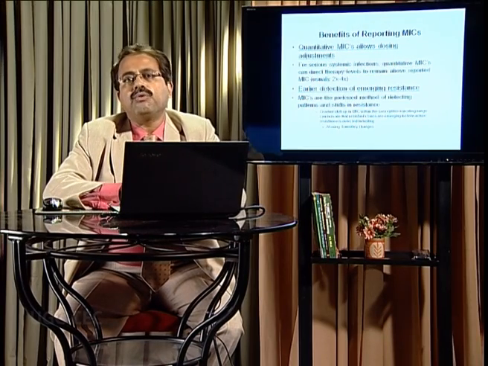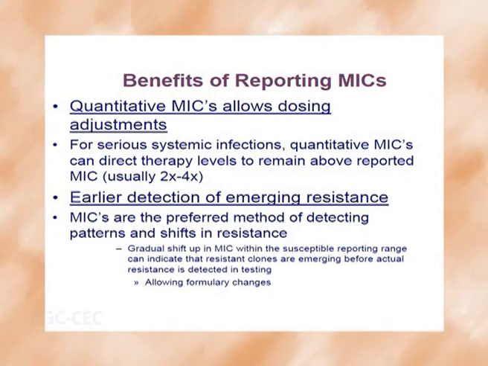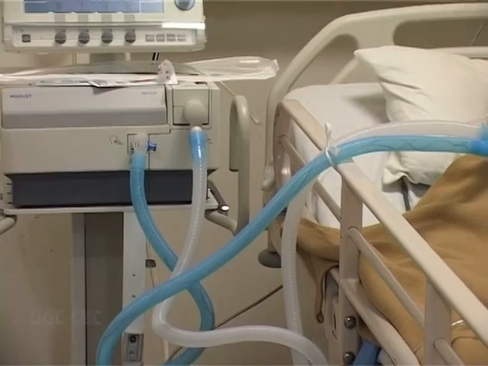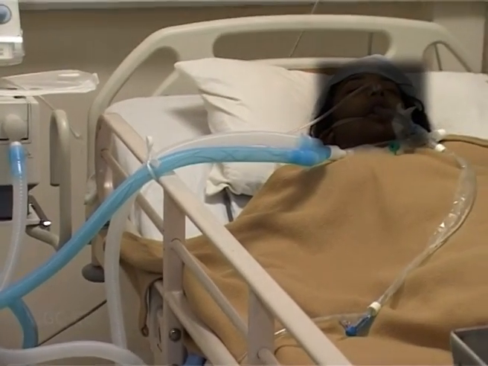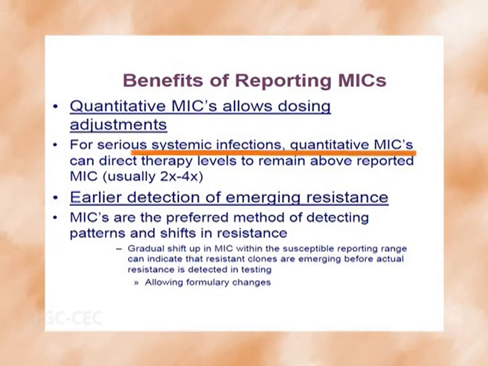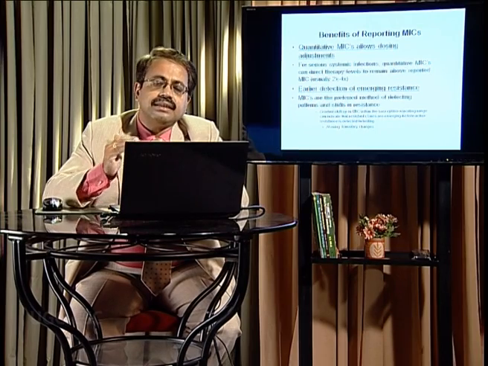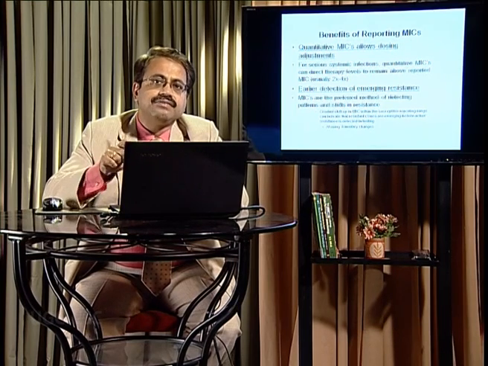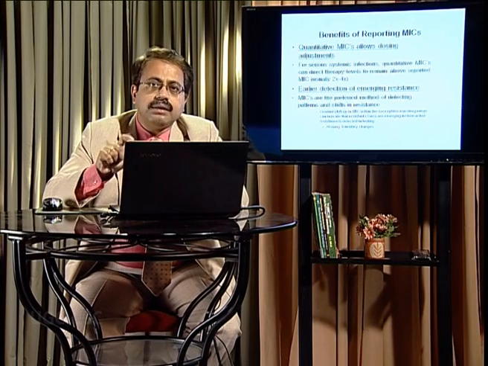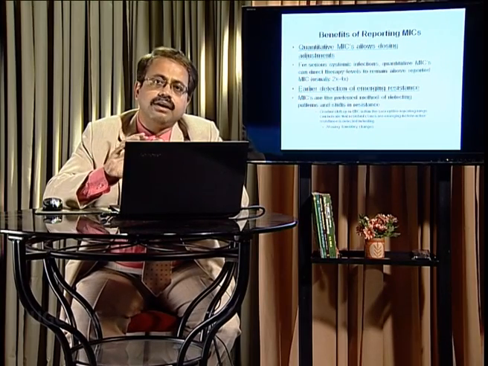The benefit of reporting the minimum inhibitory concentrations is that the quantitative MICs allow dosing adjustments. For serious systemic infections, particularly in patients who are in sepsis or in septic shock, suffering from systemic infections and admitted in critical care units, the quantitative MICs can direct the therapy levels to remain above the reported MIC. So when the doctor gives the antibiotic to the patient, the antibiotic concentration in the blood, serum or body fluid should remain at least 2 to 4 times the MIC for the maximum amount of time of the therapy.